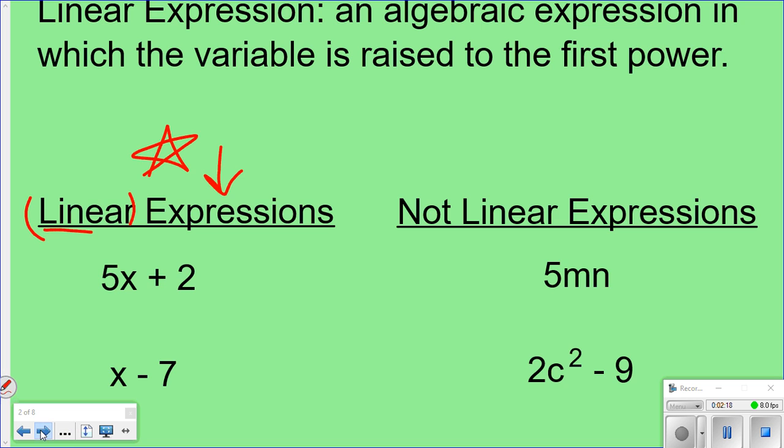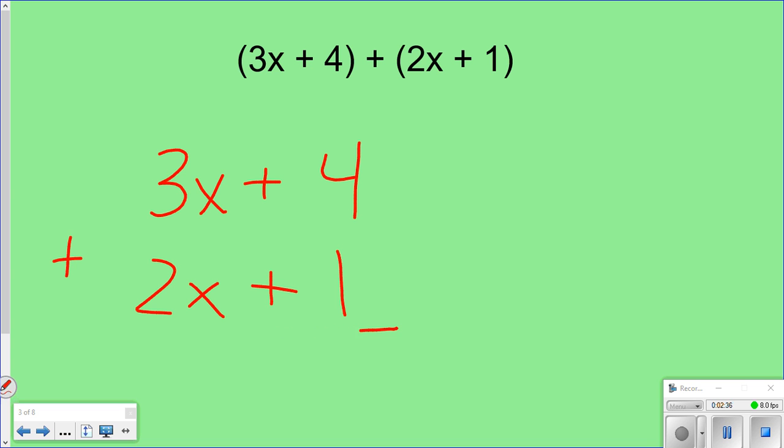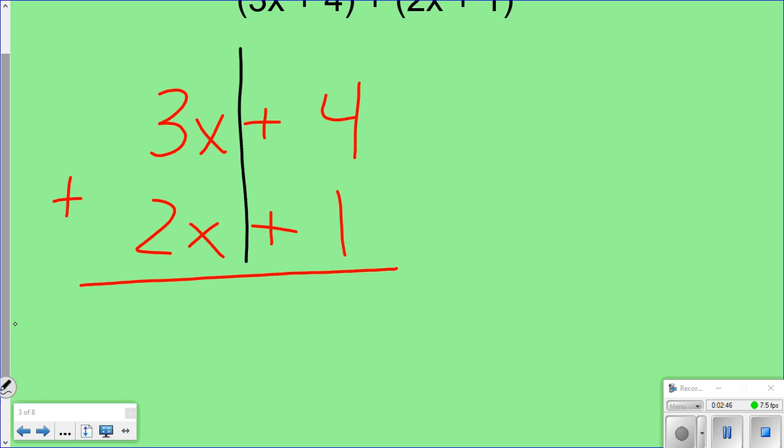Let's keep on moving. Okay, remember this from last year? Look at it. I taught you two ways to do it. It's 3x plus 4 plus 2x plus 1. Here's one way I taught you how to do this. I taught you to set them up and line them up like this. Does this look familiar to anybody? Then what we did is we put a line down the middle, because basically it's like two problems. You're going to take care of working with the constants, and then you're going to take care of working with the coefficients.